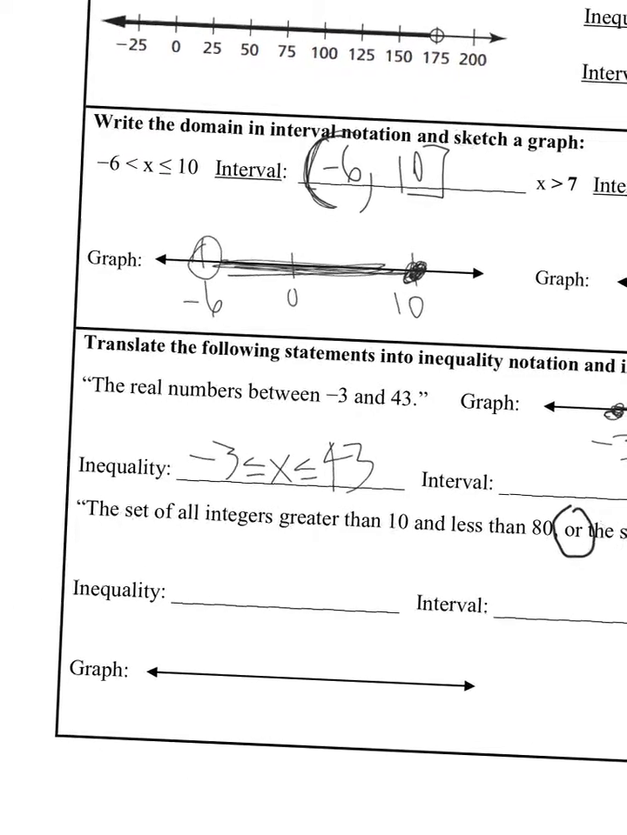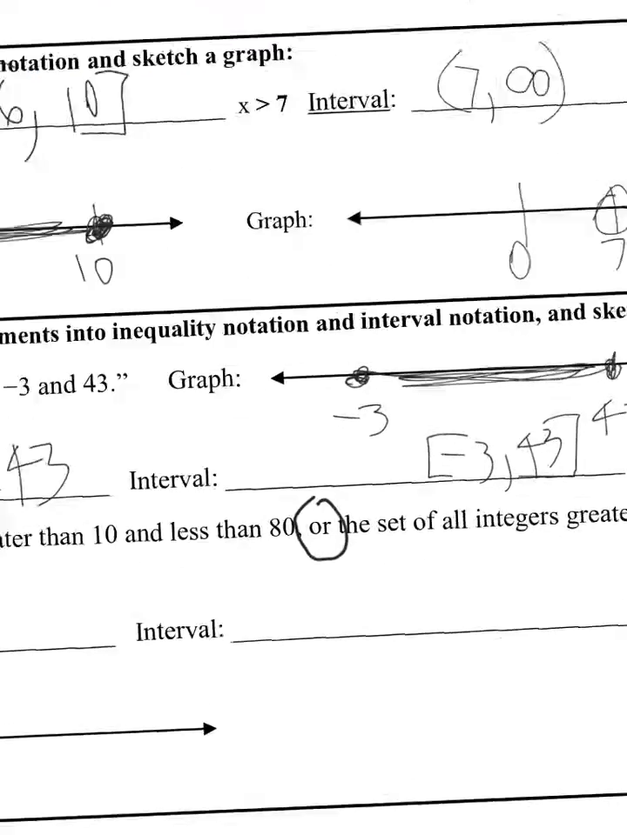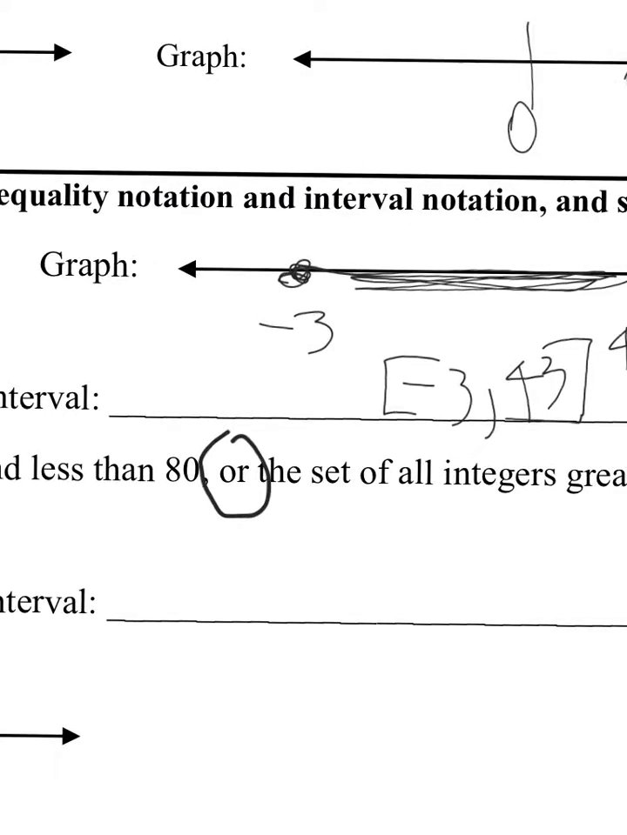Set of all integers greater than 10 and less than 80. So how would I say greater than 10, less than 80? Well, it didn't say greater than or equal to, so I'm going to do parentheses. And it didn't say less than or equal to 80. So that's also in parentheses. All right, so that's the first one, and then I'm going to do the union.